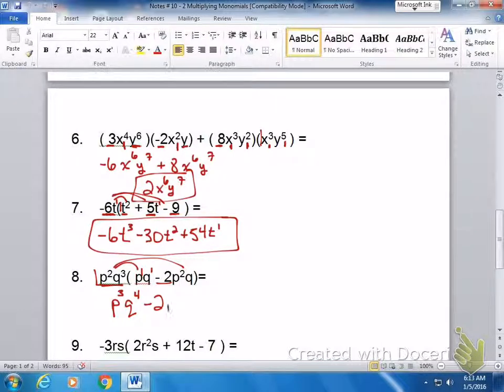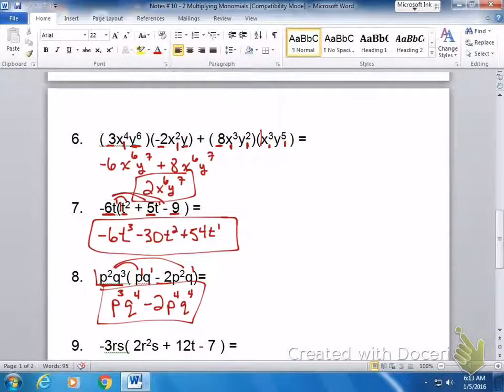P squared times p squared is p to the 4th. Q cubed times q to the 1st is q to the 4th. Now that's all you can do because I have p to the 3rd, q to the 4th on one term, p to the 4th, q to the 4th on the other. They don't match, so that's my answer.